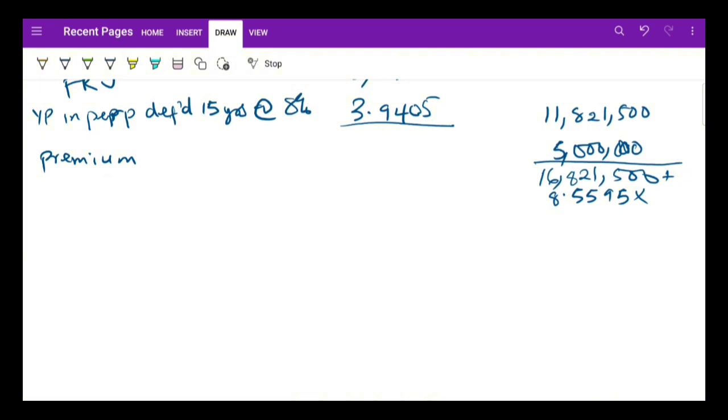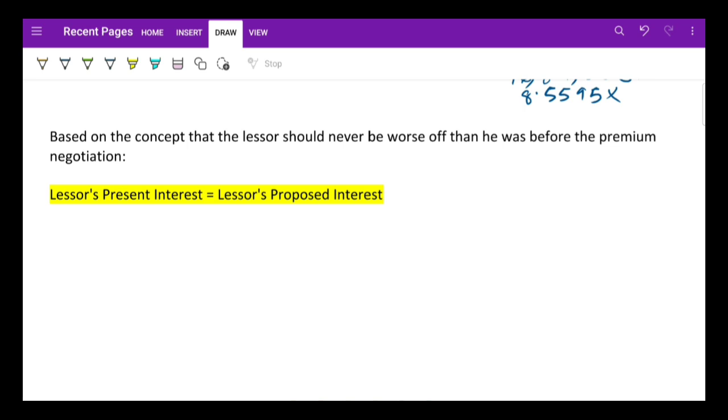And there is a rule of thumb that the lessor should never be worse off than he was before the premium was negotiated. So what that simply means is, at the end of the day, he shouldn't be getting anything less than the full rental value, right? And then his present interest should be equal to his proposed interest. His present interest should be equal to his proposed interest. So based on that rule of thumb, we would say that his proposed interest, which is 16,821,500 plus 8.5595x, is equal to his present interest, which is 37,500,000.